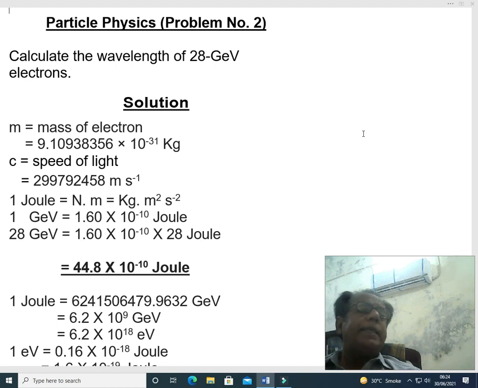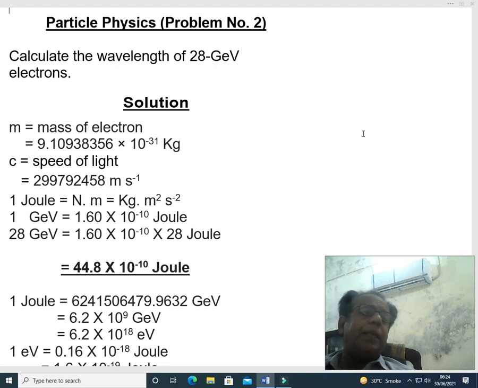Now c equal to speed of light, this is also constant, which is 299792458 meter per second. This can be approximately written as 3 into 10 raised to the power 8 meter per second. Now we further know that 1 joule is equal to 1 Newton into 1 meter, that is Newton meter is equal to joule, which alternatively becomes equal to kilogram meter square per second square.